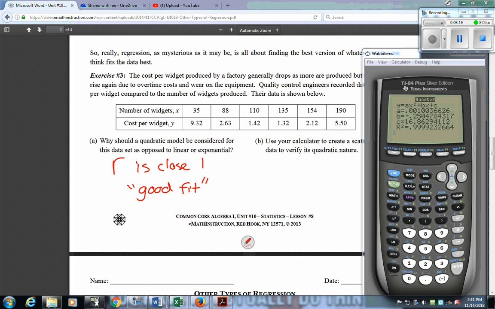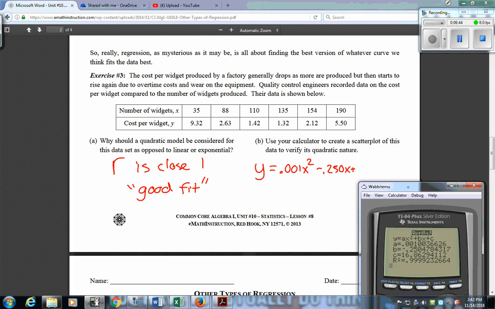And for B, they want us to create a scatter plot. We're not going to do that right now, but we are going to go ahead and write the equation. So in this case, I'm going to round this to the nearest thousandth, so this one's going to be 0.001x squared minus 0.250x plus 16.863.